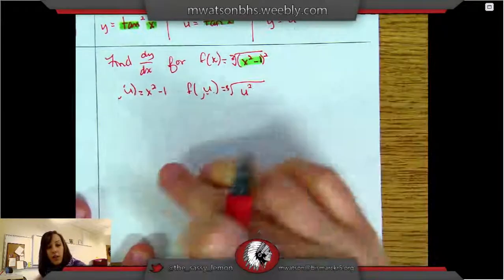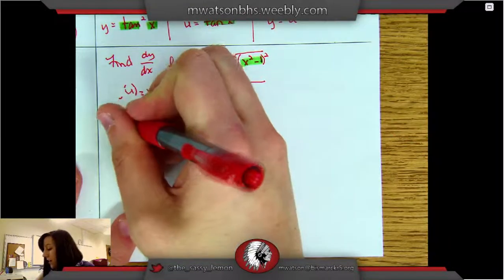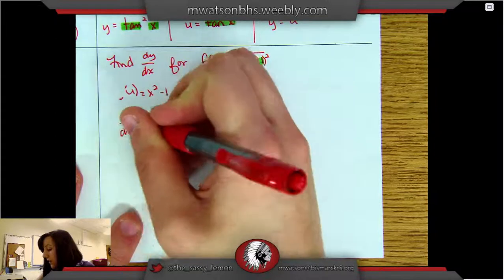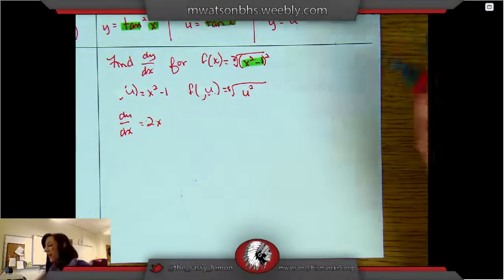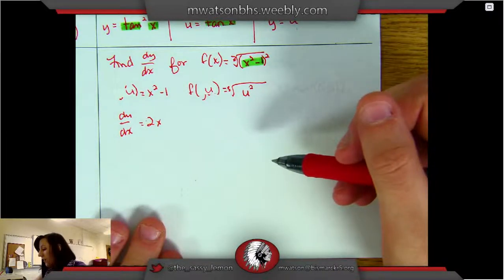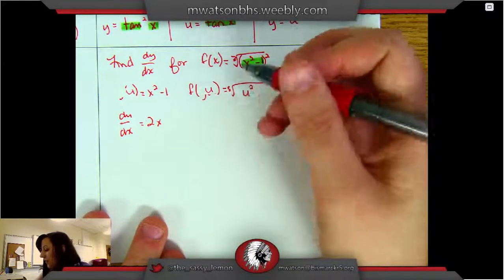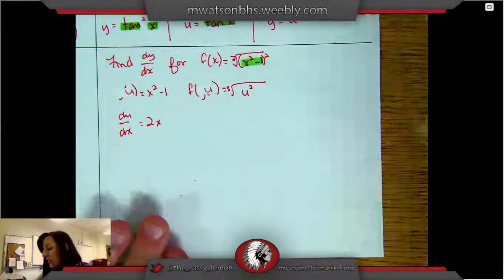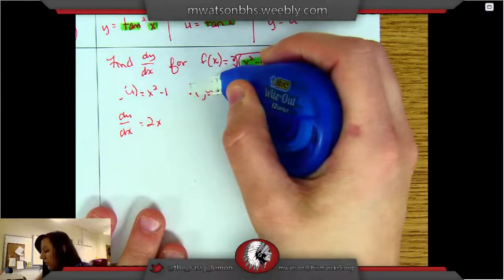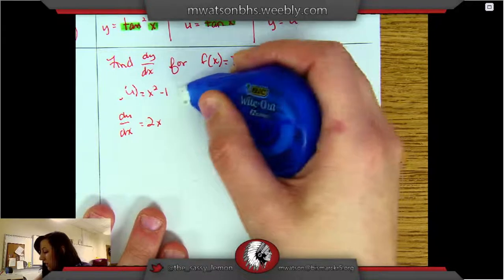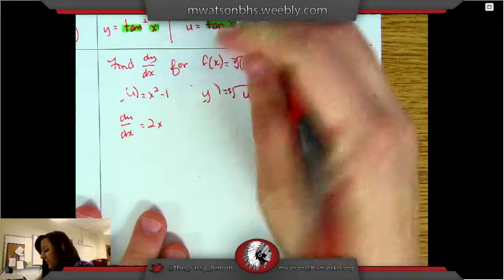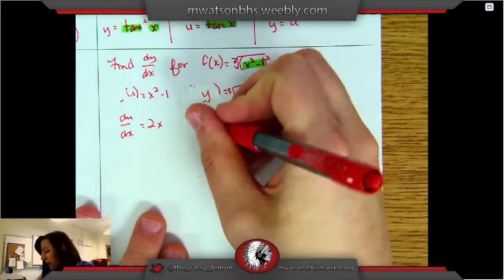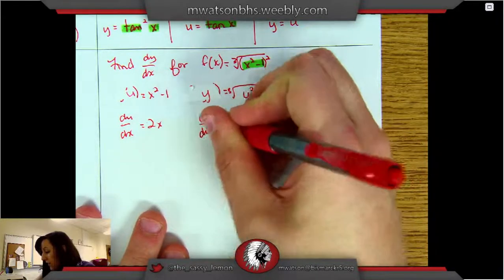And now we're going to do the derivative of each one. So our du over dx is 2x. Doing that derivative is pretty easy. And then this whole thing, I should just do it the notation that I'm used to. This whole thing is going to be dy over du equals.